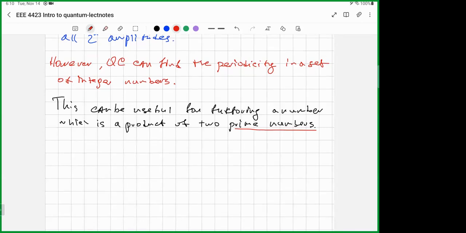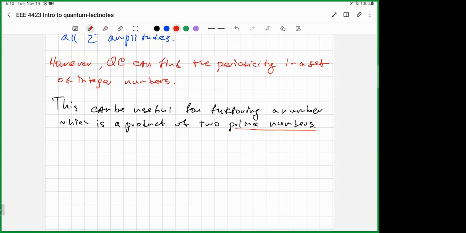So what is a prime number? A prime number is a number that is divisible only by itself and one, and nothing else. So for example, 1 is a prime number, 2 is a prime number, 3 is a prime number, but 4 is not a prime number because 4 can be divided by 4, by 1, and also by 2. So 7 is a prime number, and so on.